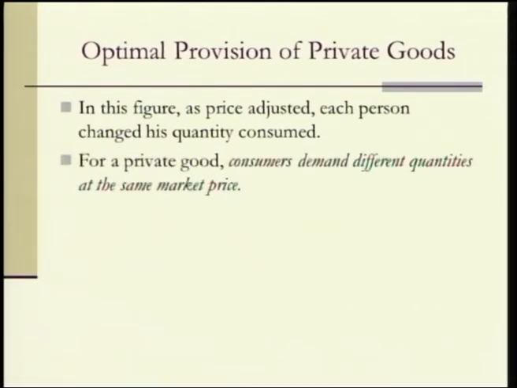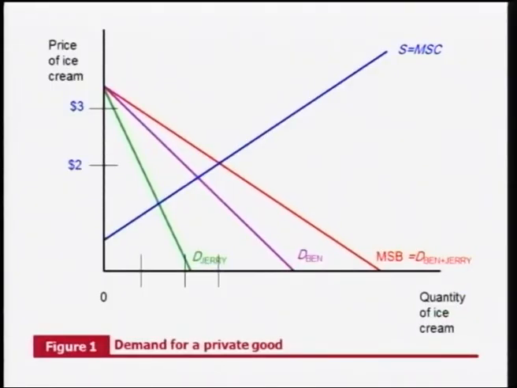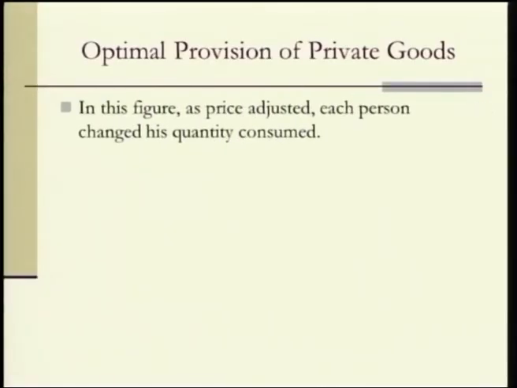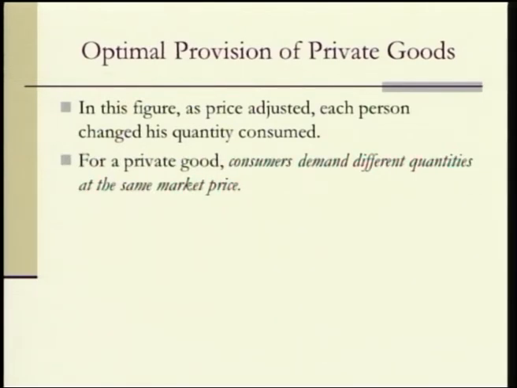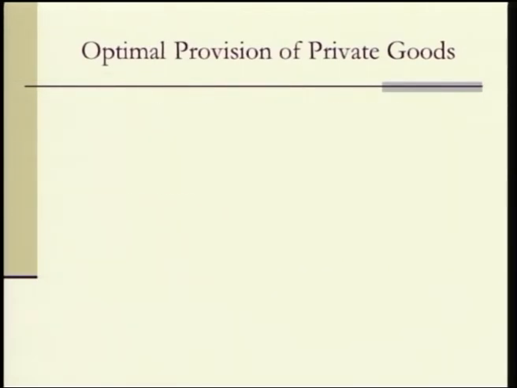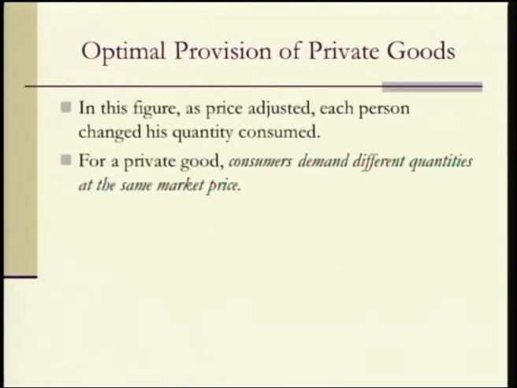As you see here, in this figure, as the price adjusted, each person changes his quantity consumed or purchased. As the price goes down, each of them changes his quantity consumed of ice cream. Let's go to something else. Let's see market price. Here, for the private good, consumers demand different quantities at the same market price, which is 2 in this example.